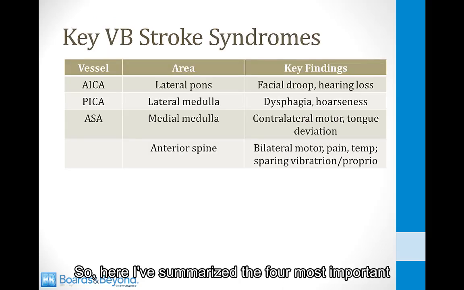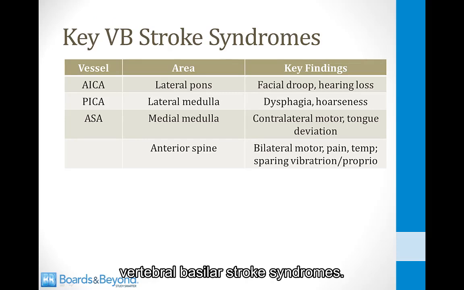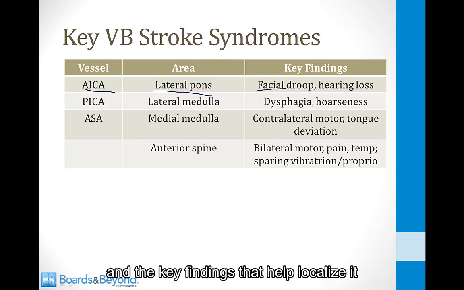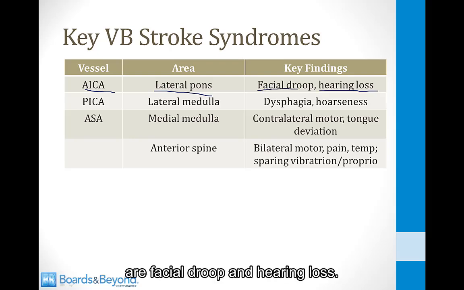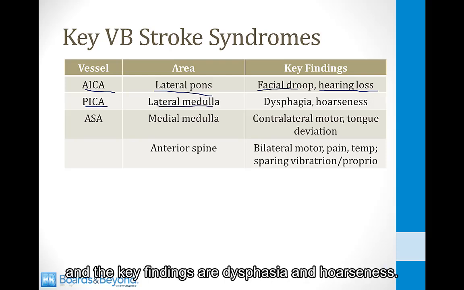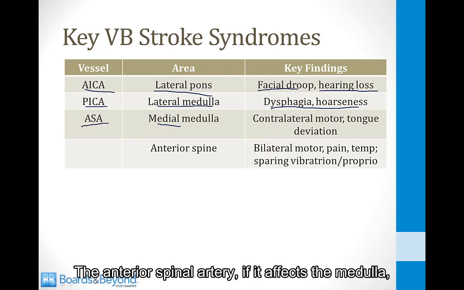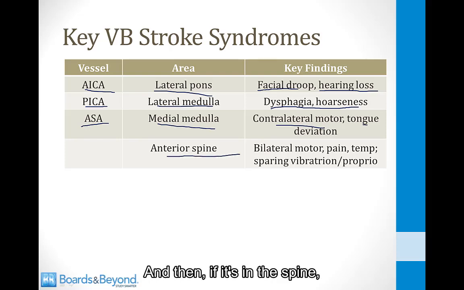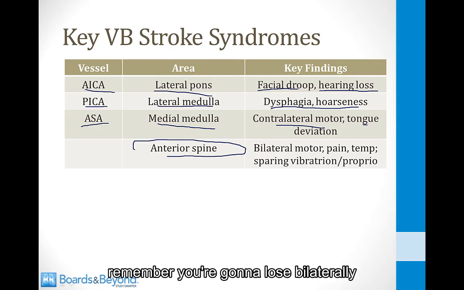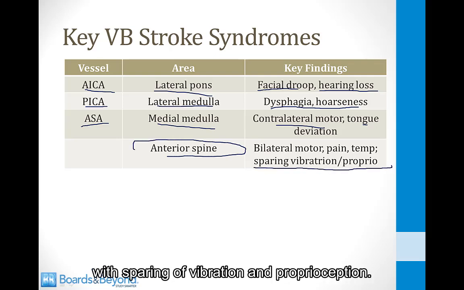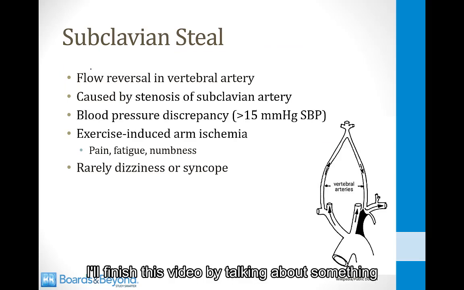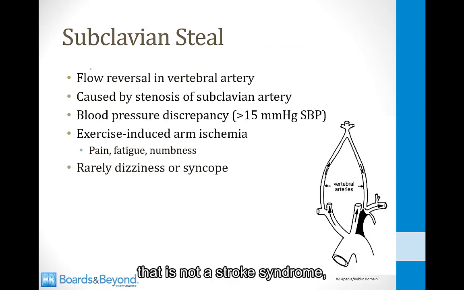So here I've summarized the 4 most important vertebral basilar stroke syndromes. In the AICA stroke, you have damage to the lateral pons, and the key findings that help localize it are facial droop and hearing loss. In the PICA, you have damage to the lateral medulla, and the key findings are dysphagia and hoarseness. The anterior spinal artery, if it affects the medulla, can give you contralateral motor dysfunction and tongue deviation. And then if it's in the spine, remember you're going to lose bilaterally motor, pain, and temperature with sparing of vibration and proprioception.